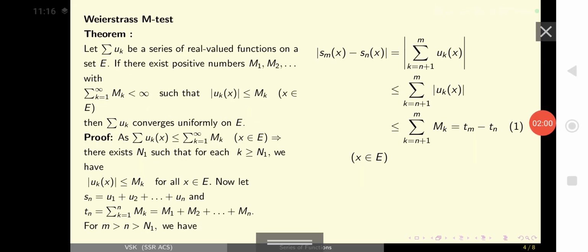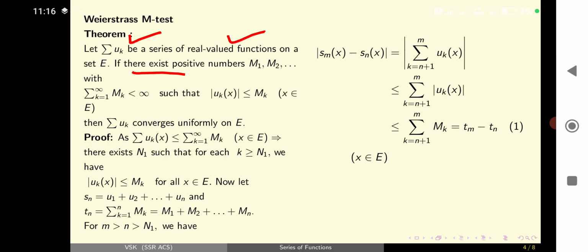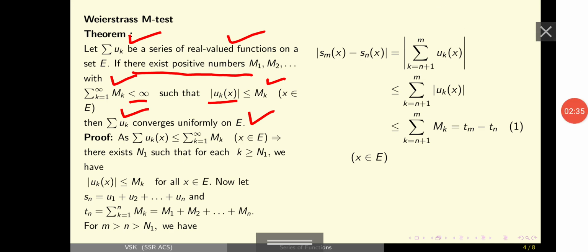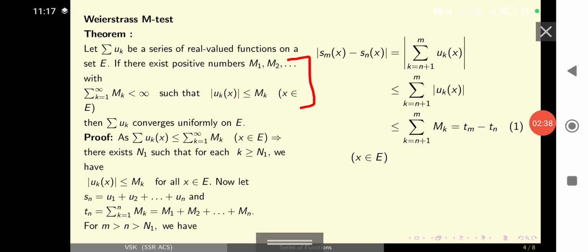Now let us see a theorem which is called the Weierstrass M-test. It says that if summation uk is a series of real valued functions on a set E, and if there exist positive numbers m1, m2, m3 and so on, such that the series k is equal to 1 to infinity mk is less than infinity, that is, this series is convergent, and modulus of uk(x) is less than or equal to mk for all k and for all x belongs to E, then this series uk converges uniformly on E. That is, if these conditions are satisfied, then this series converges uniformly on E.